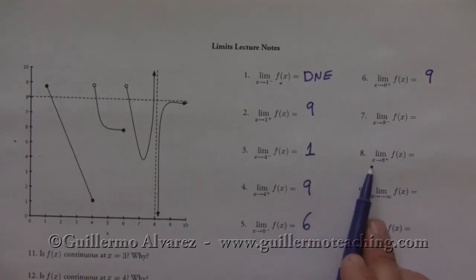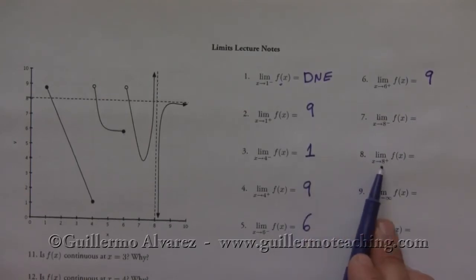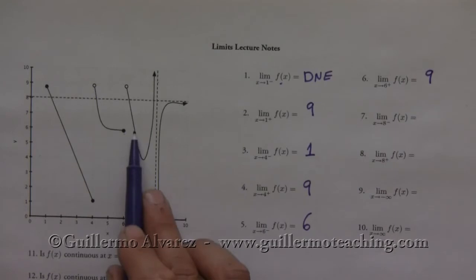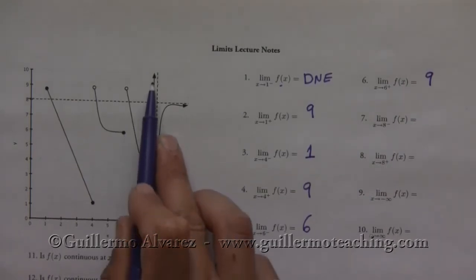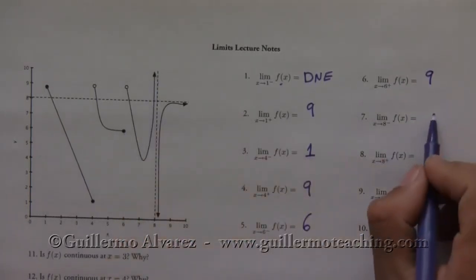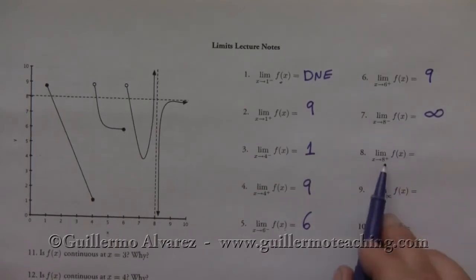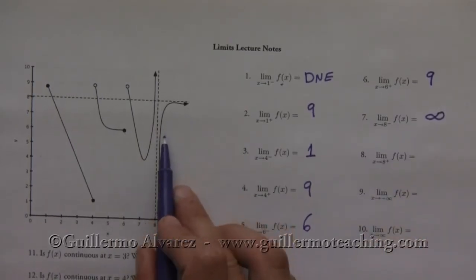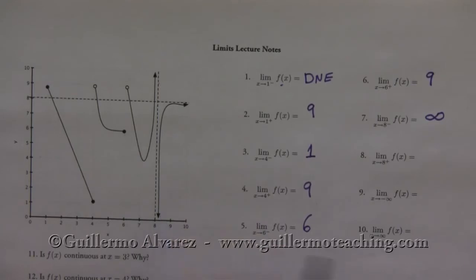Okay, now the limit as x approaches 8 from the left. So here's 8. From the left, this function has a vertical asymptote. It's going towards positive infinity. And from the right, this function is going down towards negative infinity.